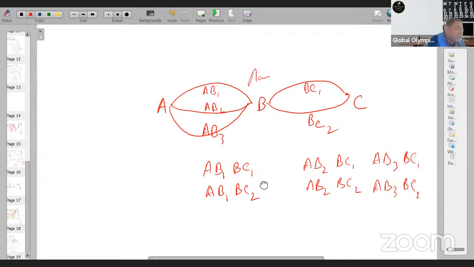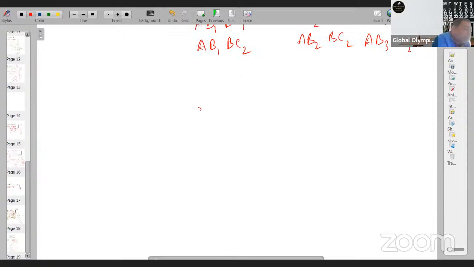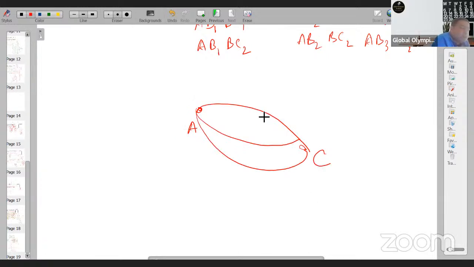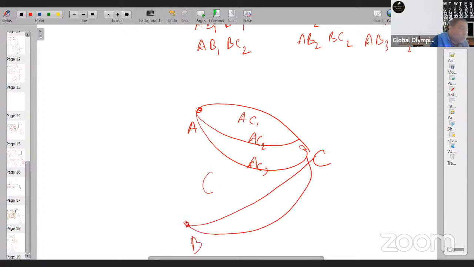And now an OR scenario will be different. Let's say from A, you're directly going to C. There are three routes: AC1, AC2 and AC3. And from B, there are again two routes. But A and B are not happening together. This is OR. Either you start from A or you start from B. It's not happening together. It's an OR scenario, correct? To reach C, either from A or B, what will you do?